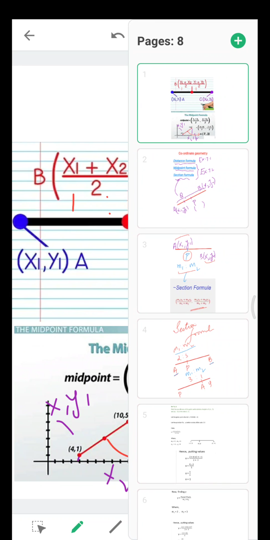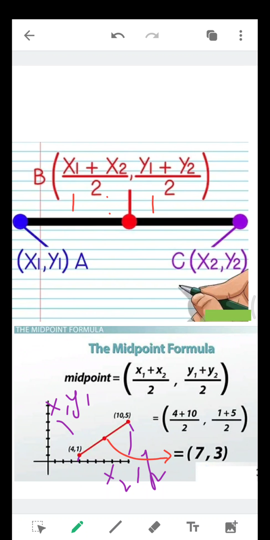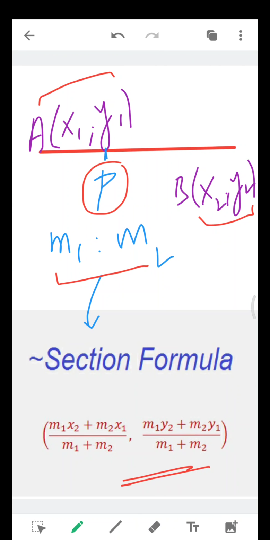Now this section formula becomes the midpoint formula when you take the ratio m1 is to m2 as 1 is to 1. Just write m1 and m2 as 1. What do you get? If you write 1 here, it becomes x2. If you write 1 here, it becomes x1. So x1 plus x2. And 1 plus 1 becomes 2. So that becomes again the midpoint formula, because the ratio is 1 is to 1. So this is derived from the midpoint formula only.